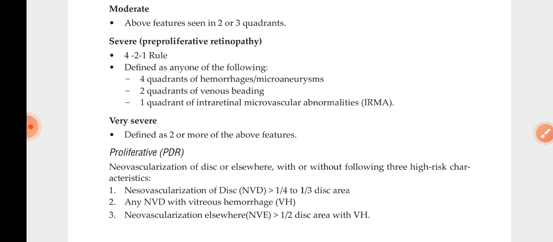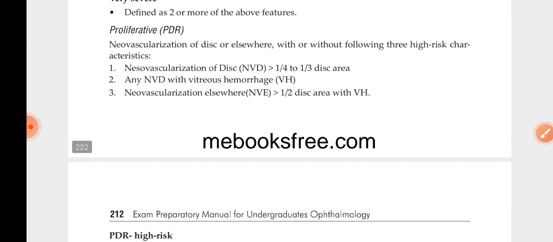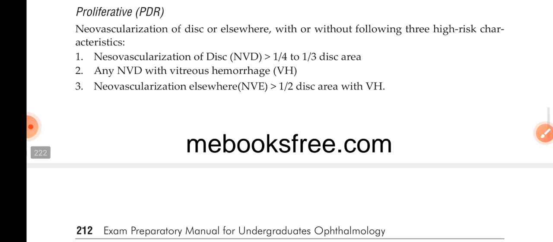Now coming to proliferative diabetic retinopathy. What is proliferating here? Neovascularization; blood vessels are proliferating. Here there is neovascularization of the disc and neovascularization elsewhere, NVD and NVE, with or without the following high-risk characteristics.